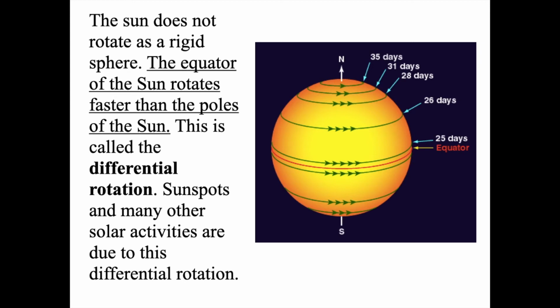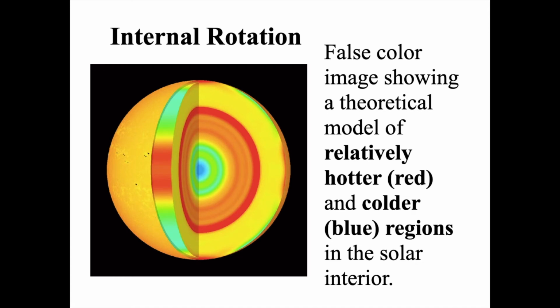This is more of an opposite. This can create sunspots and different solar activities in the sun because of this differential rotation. Here we have a false color image showing a theoretical model of basically how hot and cold the sun is because of the differential rotation, basically showing that perhaps the sun could be colder in the core.